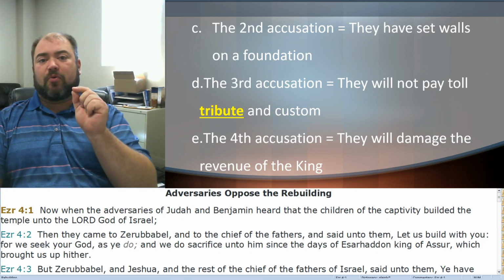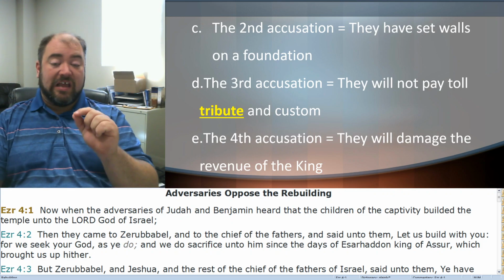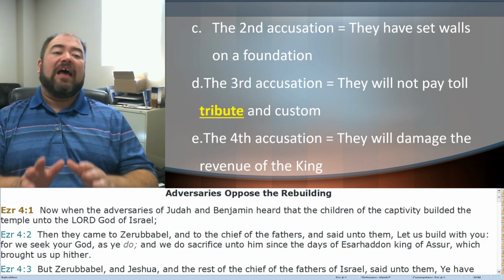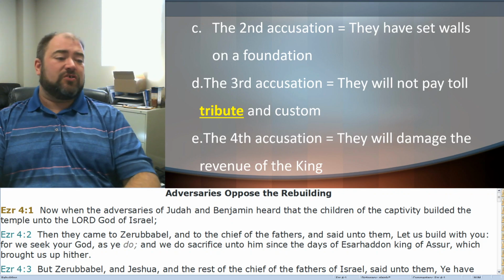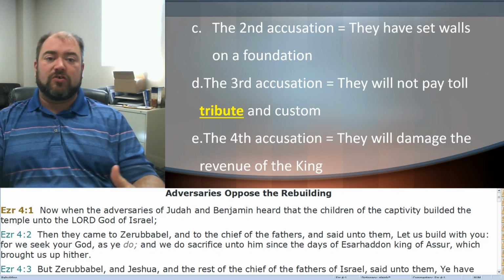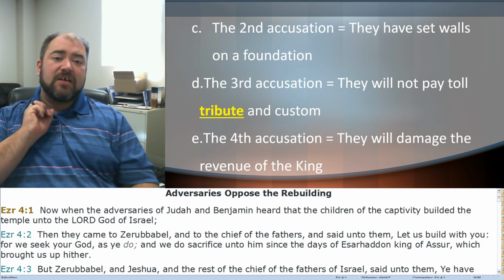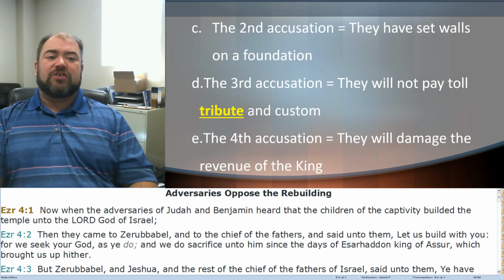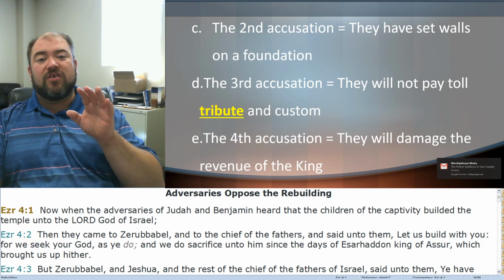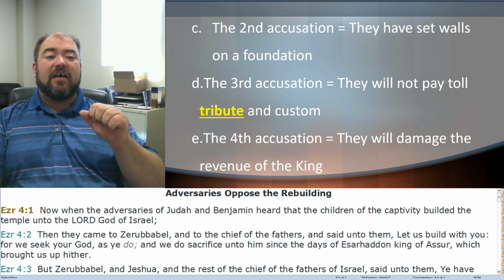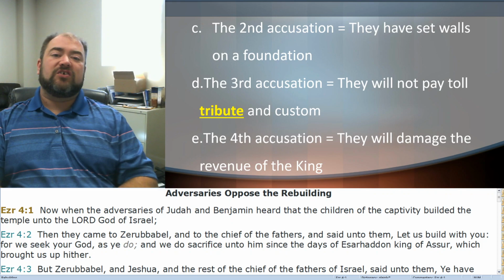And here's why this is an important accusation. They're going to start rebuilding these walls, and then they're going to start rebuilding the walls of the city. And once they rebuild the walls of the city, they will have a defense against you, king. Are you really wanting them to rebuild the city so that they can rebuild those walls, so that they can defend themselves against you? So that's why this accusation of setting the walls, setting a foundation, was such an important accusation. They wanted the king to know that they were rebuilding the walls for defense. And that's ultimately what this second accusation was about.